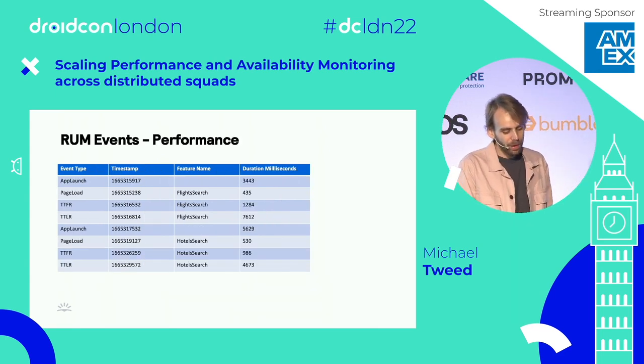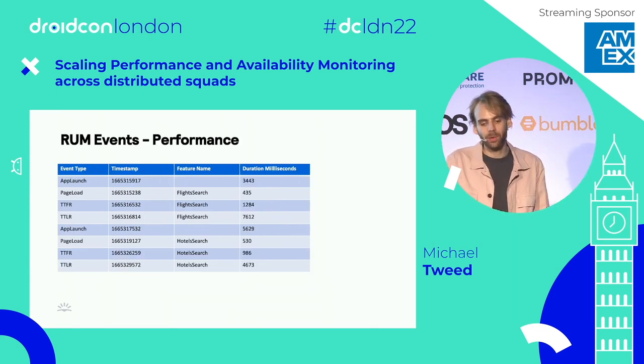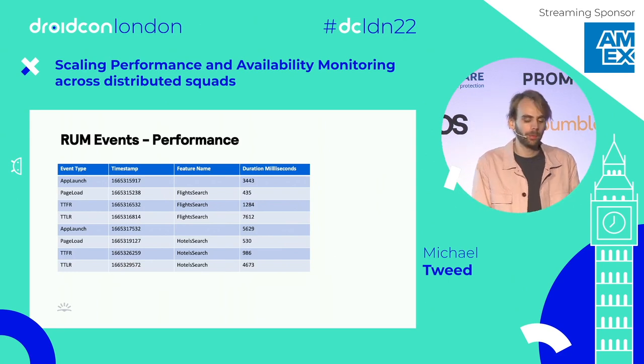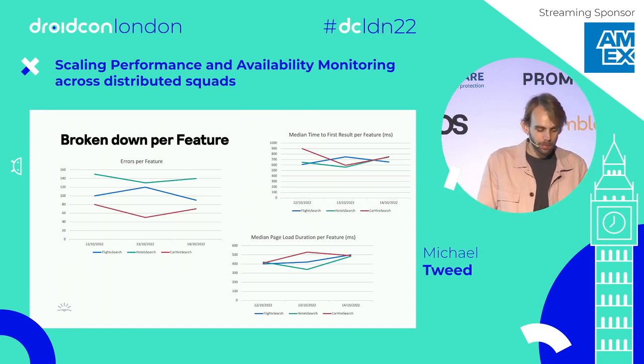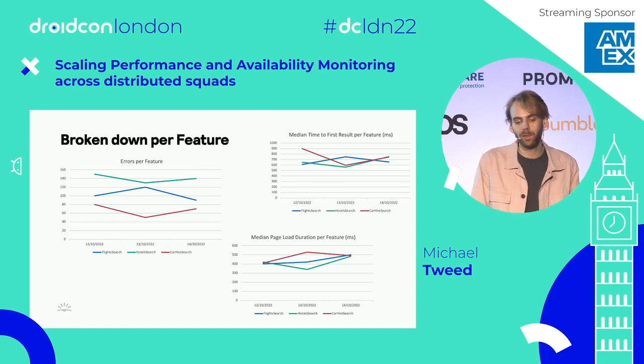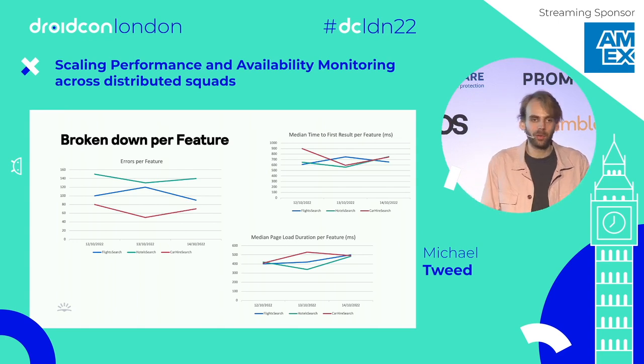And we look maybe the same for performance. We have the same, we just get different events coming through, app launch, page load, TTFR, and we can start visualizing this. So maybe we want to break this down by feature. We can see, okay, what are my errors per feature? Plot a little graph like this over time. Same for result and same for duration.